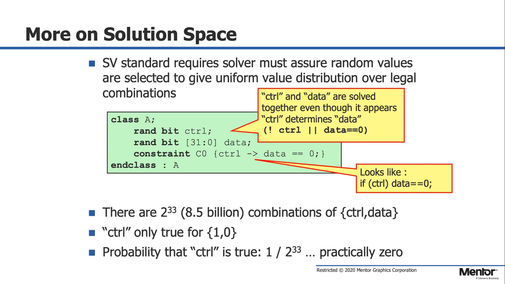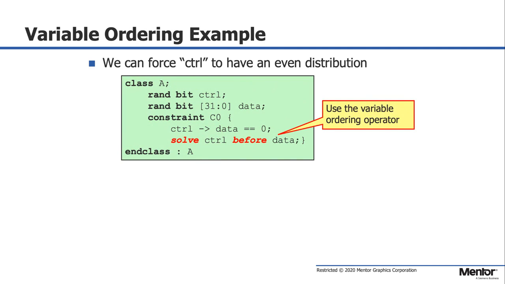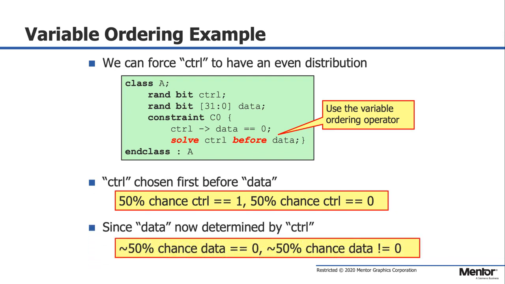which is practically 0. We use the solve before constraint to fix this, and that gives us an even distribution of control being 0 or 1. We also have to remember that since data is now determined by control, there's a 50% chance of data being 0 and a 50% chance of data being not 0.